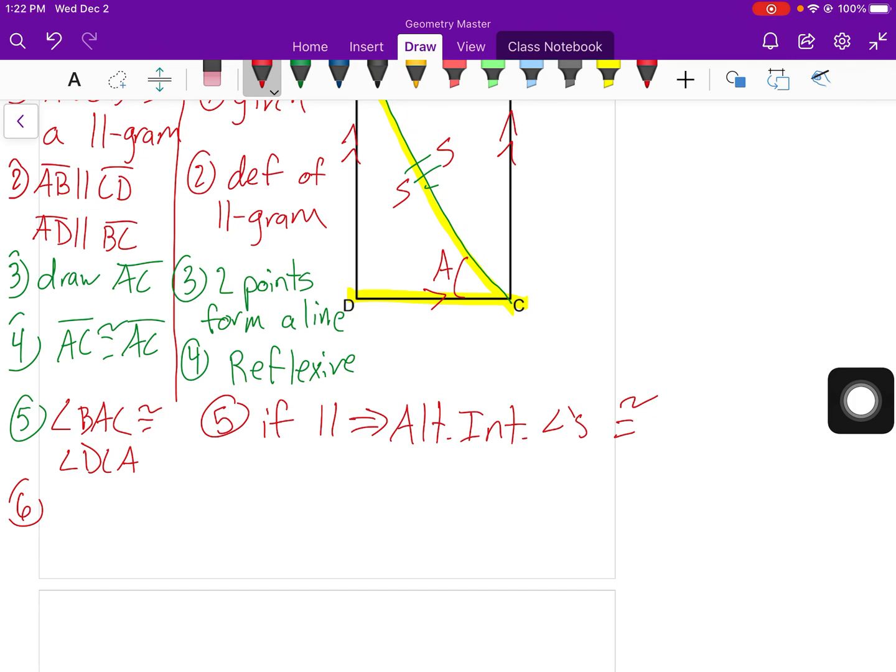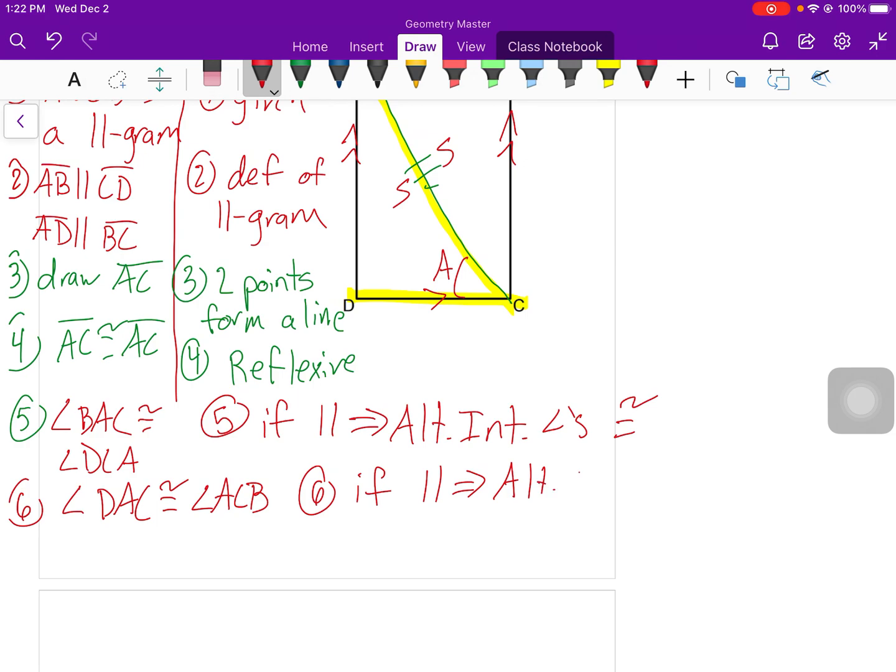So step 6 is going to be, I probably could have done this in step 5 actually, but I'm going to do it in step 6. I'm going to say that angle DAC is congruent to angle ACB for the exact same reason. That's why I said I could have done it in step 5.